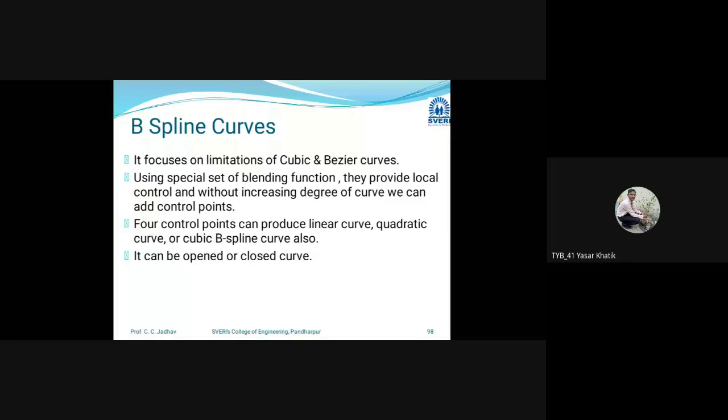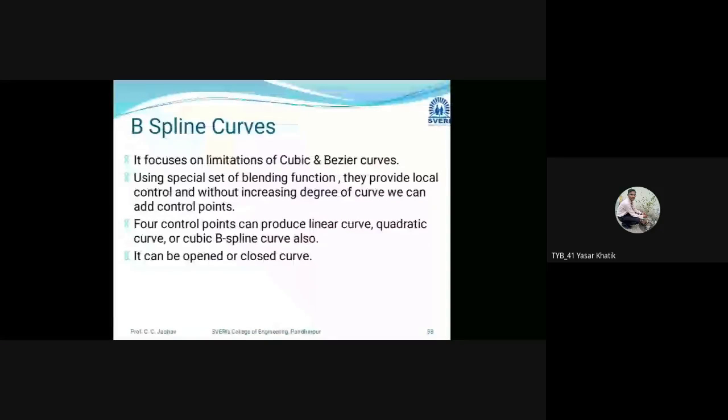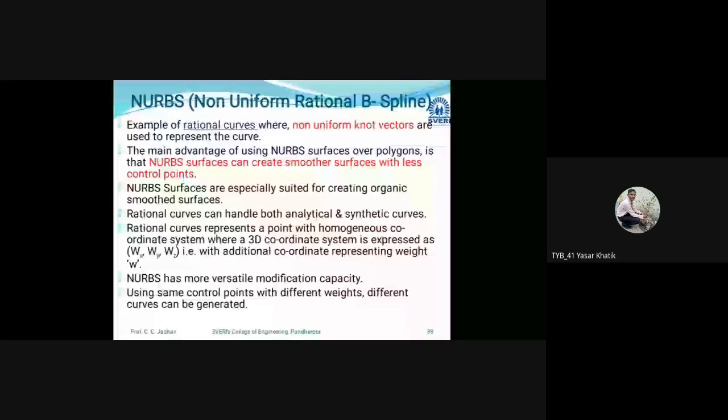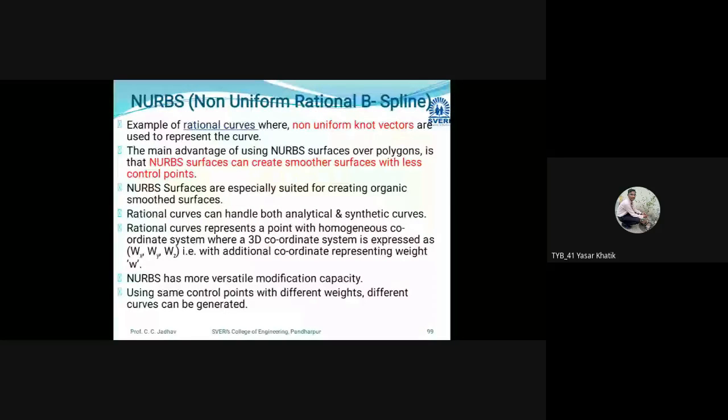So the next type of curve, which is widely used in the current CAD/CAM/CAE industry, is NURBS. That is a non-uniform rational B-spline curve. Okay, so that is the latest type of curve. It is a mathematical model commonly used in computer graphics for generation and representation of curves and surfaces. Okay, so this is commonly used for the representation of curve and surface types.